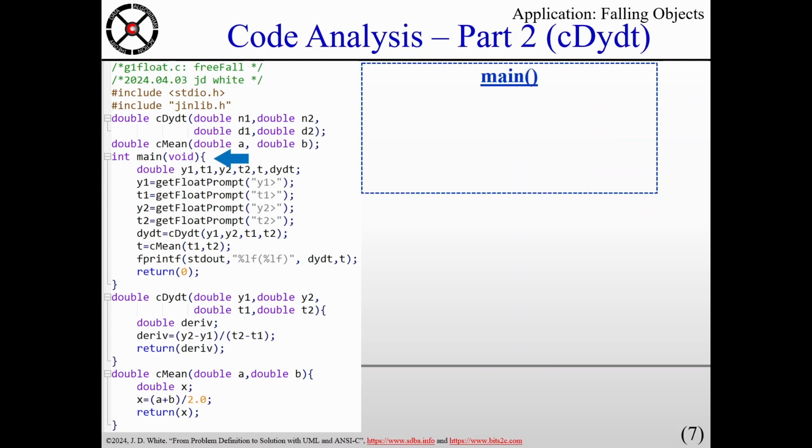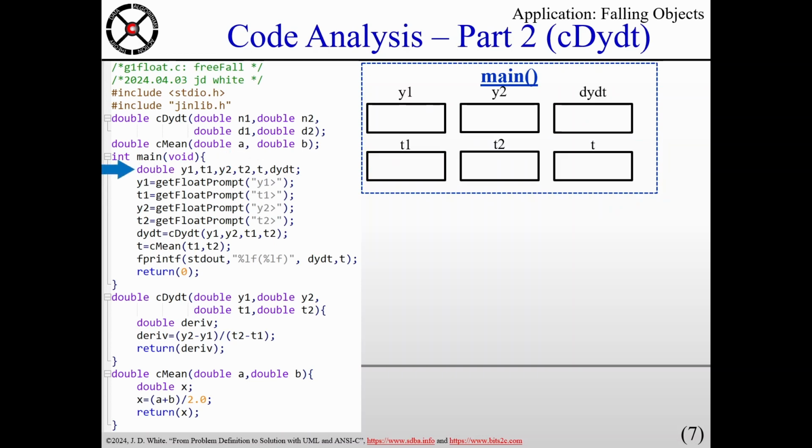First thing in main, we declare a whole bunch of containers: Y1, Y2, dy dt, T1, T2, and a T container here. Actually, we have T average in our program now, so I contain these containers.